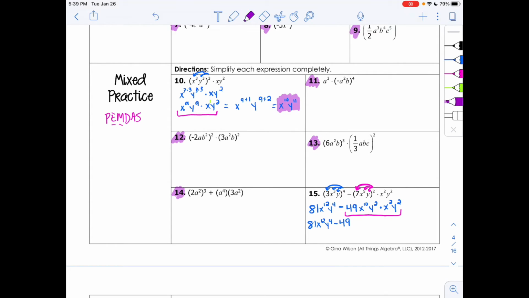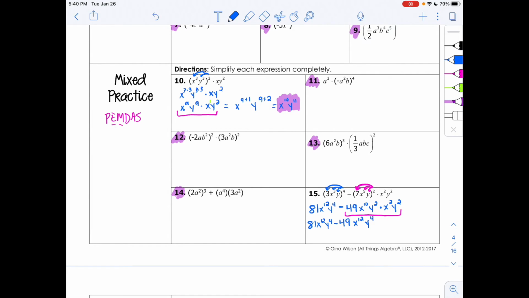Then I'm multiplying my x to the 10th times x squared. We're multiplying exponents, so we add, which would result in x to the 12th. And then y squared times y squared. Again, I'm multiplying, so I add. That would result in y to the 4th. 2 plus 2 is 4.